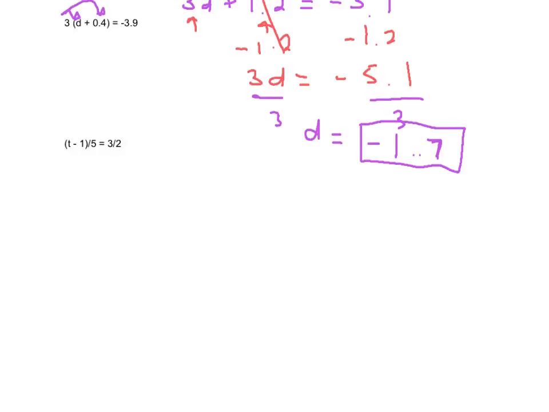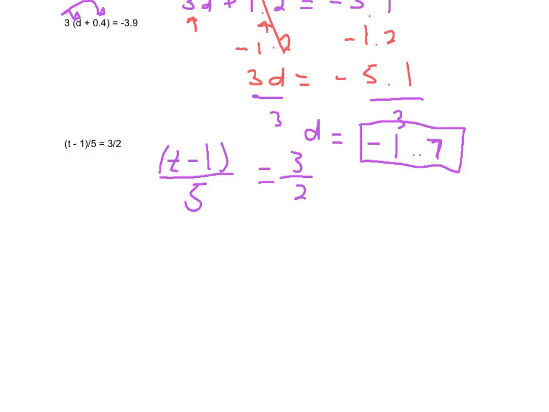Alright, let's do one more example to show this. Okay, we've got one here. I'll just rewrite it out the way that I would expect you to write it in your notebook. It would make more sense on the computer, it's a little harder to type it that way. Okay, t minus 1 divided by 5 is equal to 3 over 2. Okay, so, well, this one looks a little bit different. We don't see a distributive property here. Well, just got to look a little bit closer.